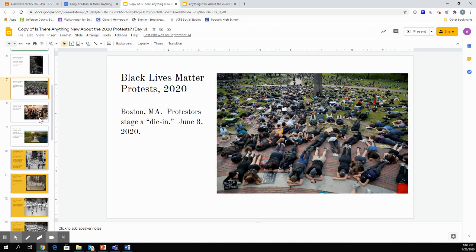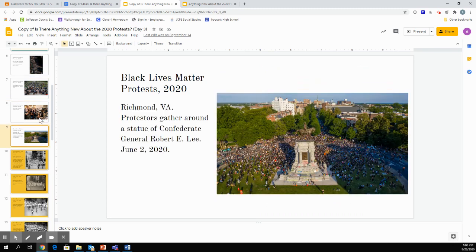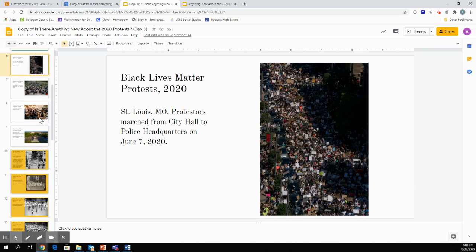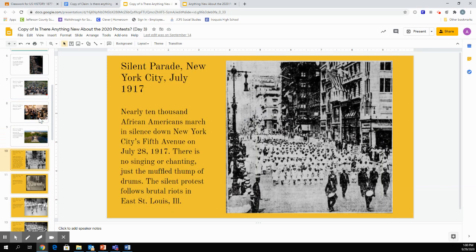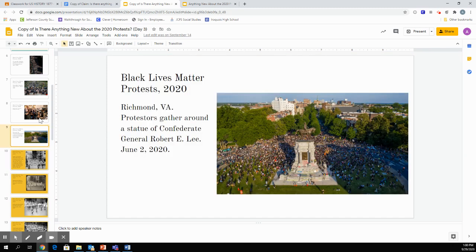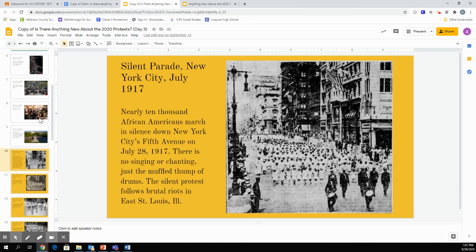And if you want, you can even look up more pictures from what's going on in our country now, even in our city. You can look up pictures from yesterday about the protests in Louisville and use them. But what you're doing is comparing this event, the protests that are going on right now in our country, to all of these historic protests. And it's the same type of thinking. What's similar? What's different?